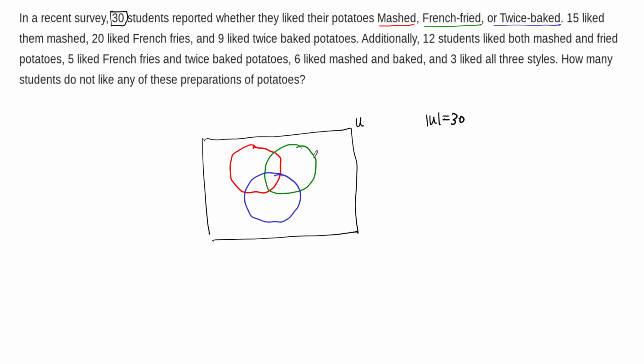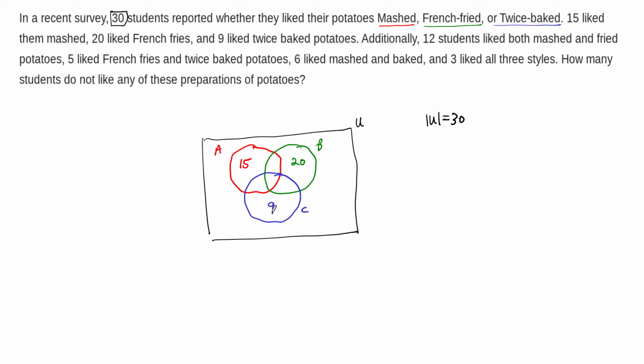We can call these sets A, B, and C. We're just going to label how many students fell into each one of these, and then work out the total sum of how many people liked all these. Because the question is, how many students did not choose any of these? Those will be the ones that live in the outer regions of our universal set. So let's do it. We have 15 total who like the mash, so that's in the entire mashed circle here. 20 liked French fries, and 9 liked twice baked.